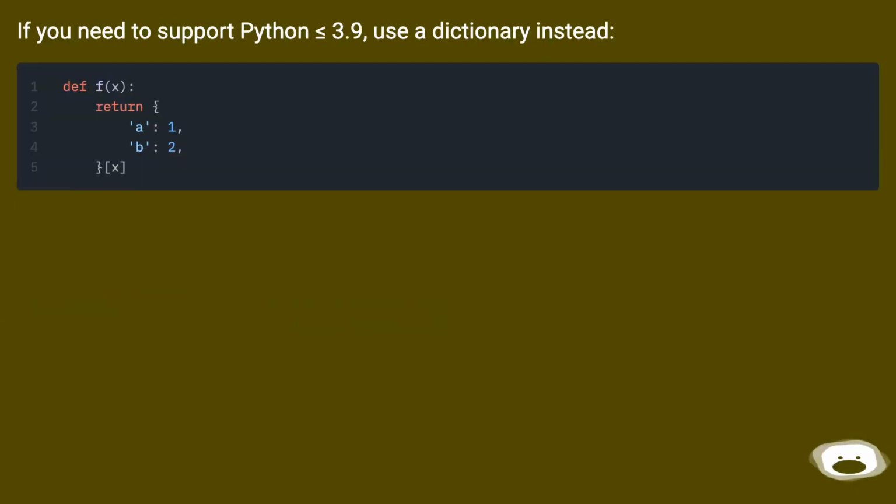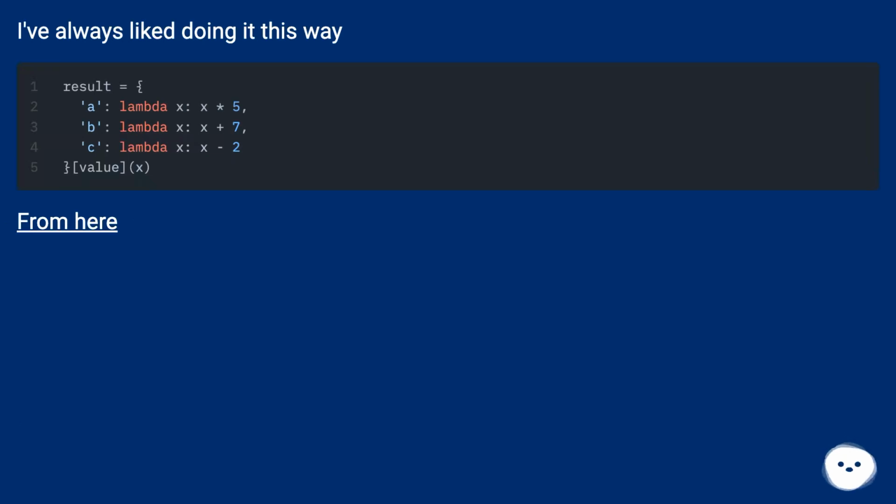If you need to support Python less than or equal to 3.9, use a dictionary instead. I've always liked doing it this way. From here.